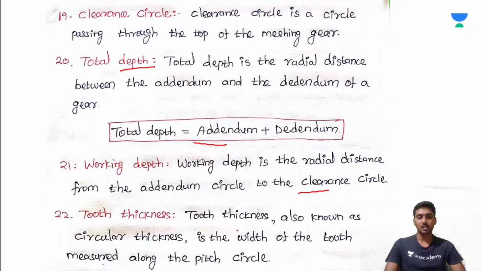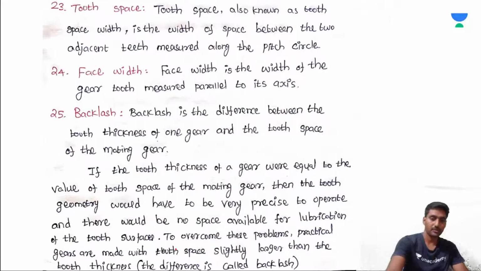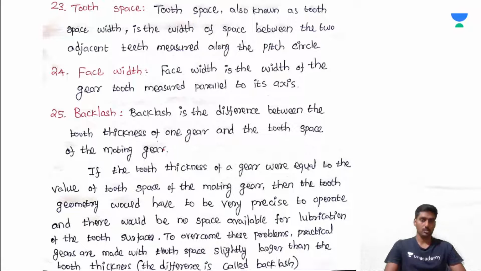Tooth thickness, also known as circular thickness, is the width of the tooth measured along the pitch circle. Next, tooth space, also known as tooth space width, is the width of the space between two adjacent teeth measured along the pitch circle. Face width is the width of the gear tooth measured parallel to its axis.